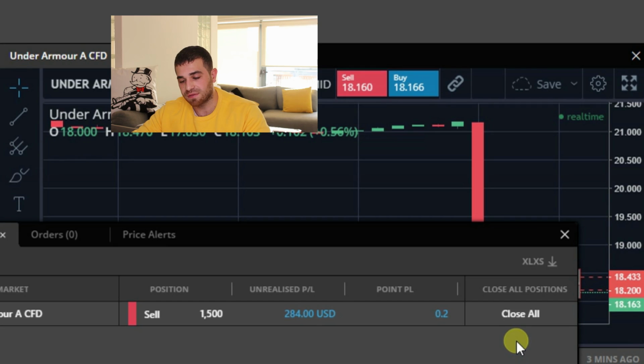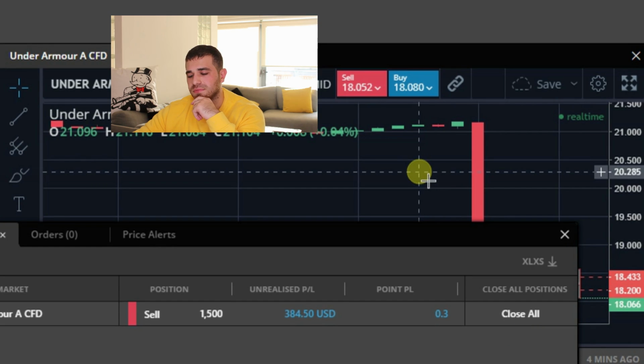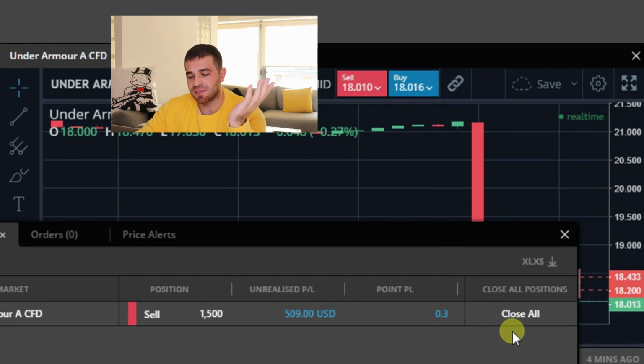There's always a pullback. After every spike, there's always a pullback. 350. I want you guys to look at the price movement. The price tells you where it wants to go. Now, in this case, I'm right. Alright? And that's all I need, is to be right.